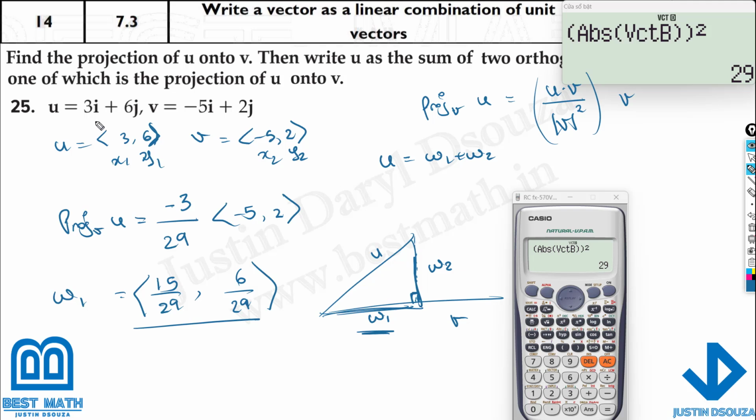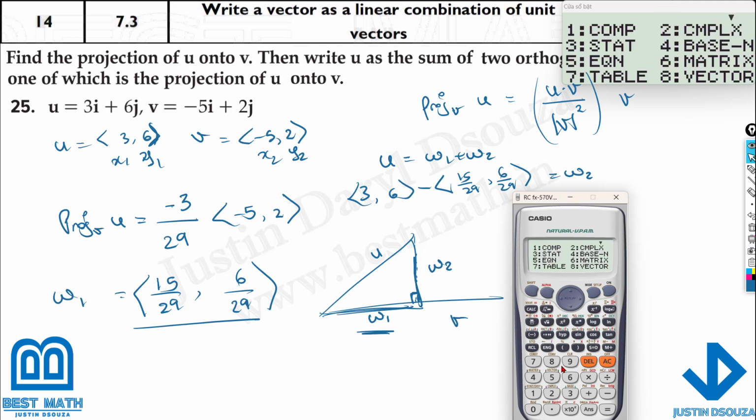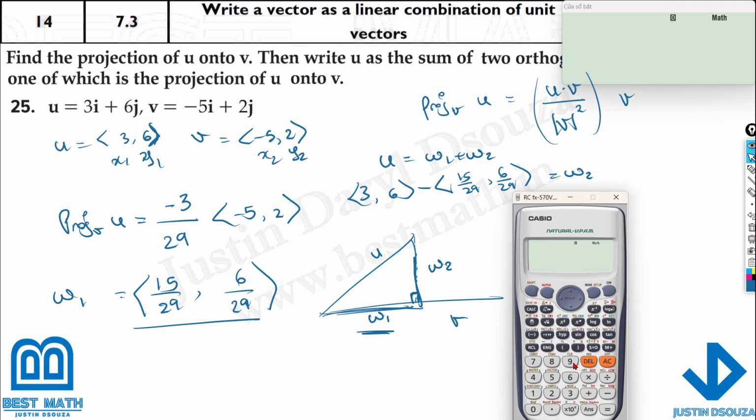Just subtract W1 from U. That is, U is 3 and 6, right? Subtract W1, that is 15 by 29 and 6 by 29. That will be answer for W2. So 3 minus, we need to use our calculators here. So what do we have? Let me go out of the vector to computation mode. It'll be easy to compute. It's 3 minus, because this minus is there, right? And I forgot to write minus here. It's minus 3 times 2. It's minus 6. Here also it's minus 6.